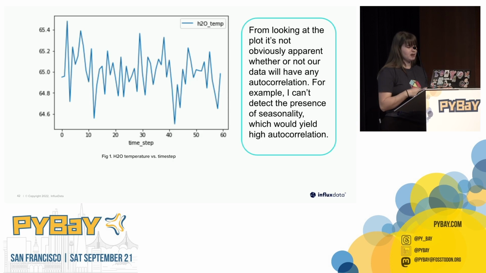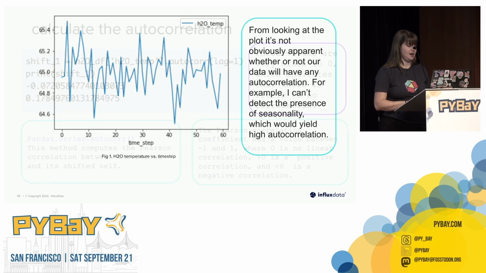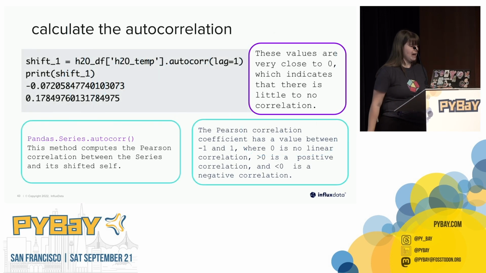So right now, there's no obvious way of saying, yes, this is autocorrelation. But what we can take advantage of is pandas.Series.autocorr. This method computes what is called the Pearson correlation between the series and its shifted self. So what we're looking for here is if the values are very close to 0, that pretty much means there's no correlation. If they go to 1, there is very much correlation, and if they go to -1, there's a negative linear correlation.